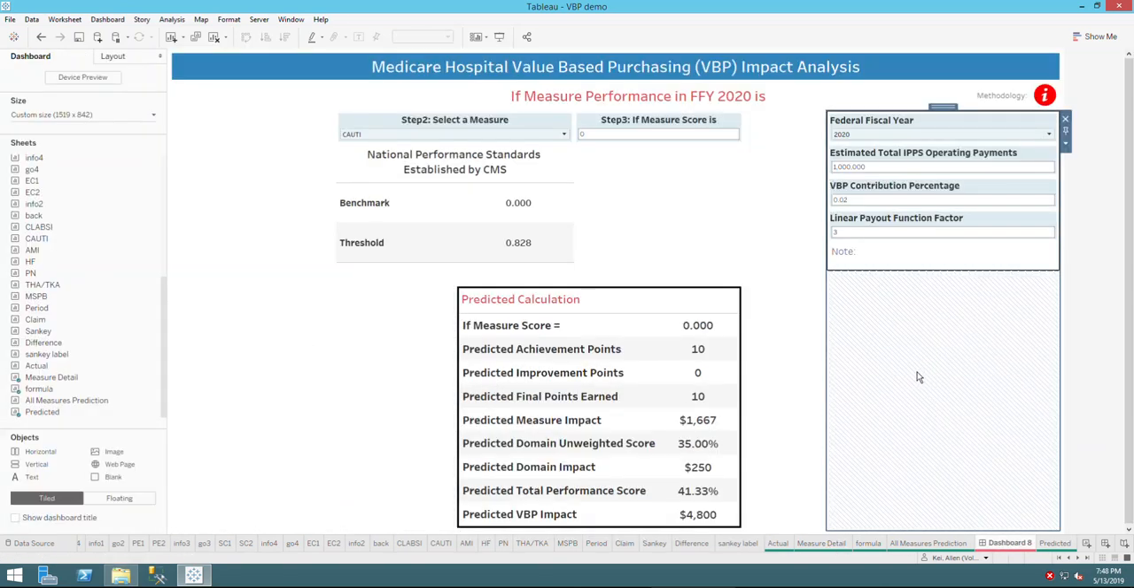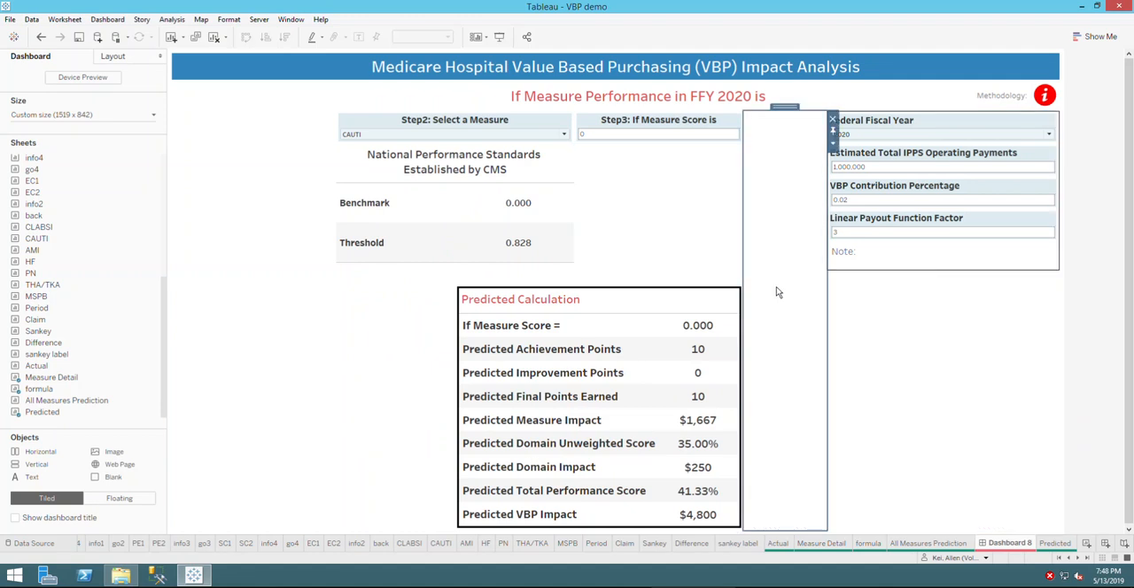It really took me a long time to figure out this calculator a while ago. So I would say this is a pretty complicated project to replicate the VBP calculator, especially in Tableau. So make sure you understand the methodology, or you can pause the video to take a look at the calculation in this video. Thank you very much, and let me know if you have any questions.